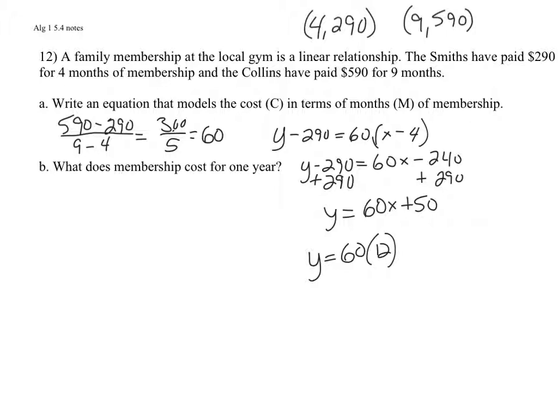All right? And I'm going to need to use my calculator because I can't do 60 times 12 in my head. That's how many months are in a year, by the way, in case you didn't know. I'll be right back. Hey, what do you know? The cost for 1 year of membership at this particular gym is going to be $770.